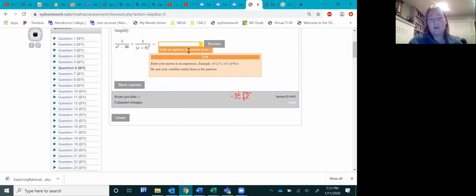information, as well as the orange stuff in the answer entry box, as well as looking at the preview when you do problems. All right, I hope that helps.